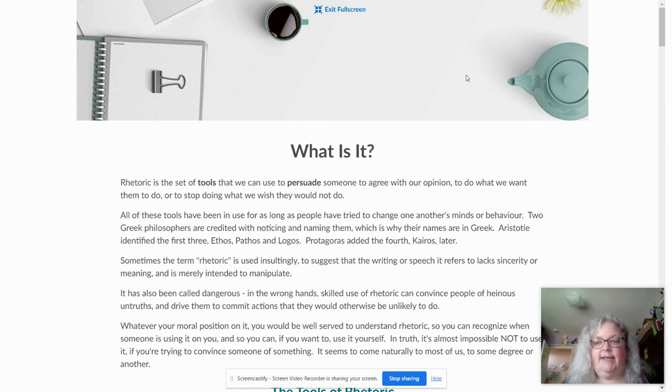And again, these are just the names that these philosophers gave to something that they noticed that people were already doing. So they didn't create these things. They just identified and named them. And having done that, they began training people in their use.